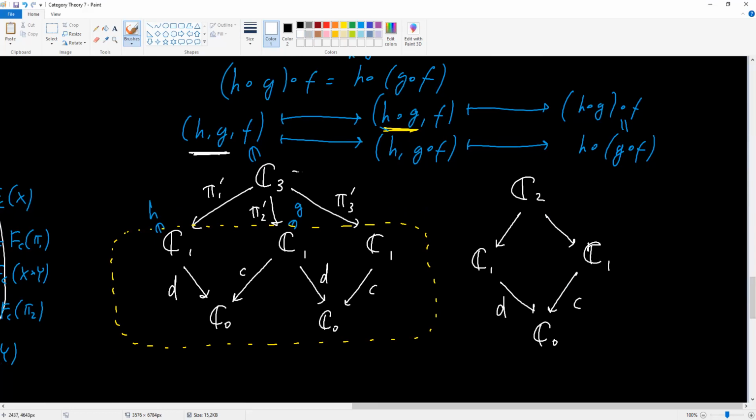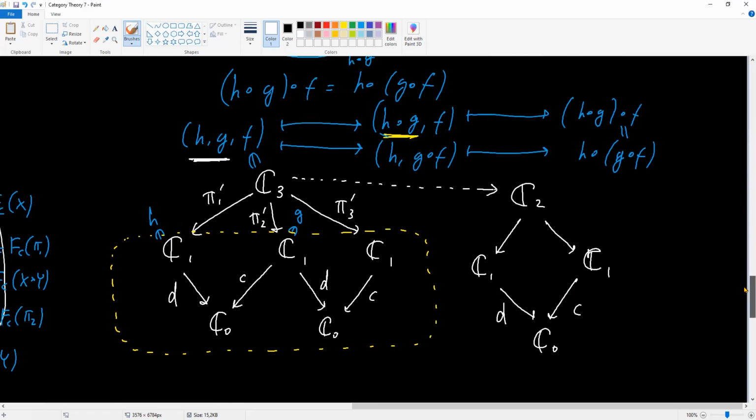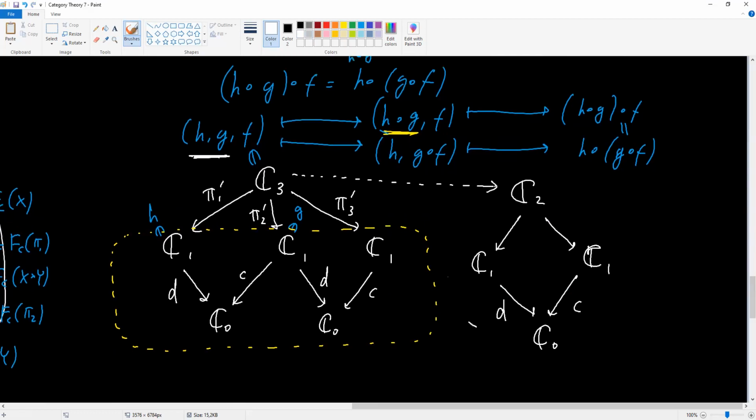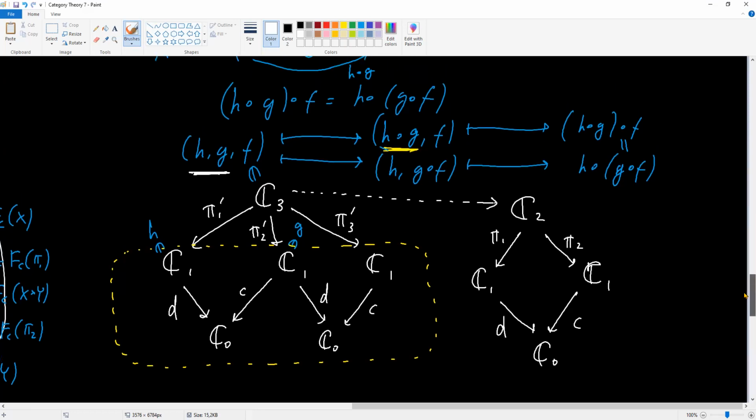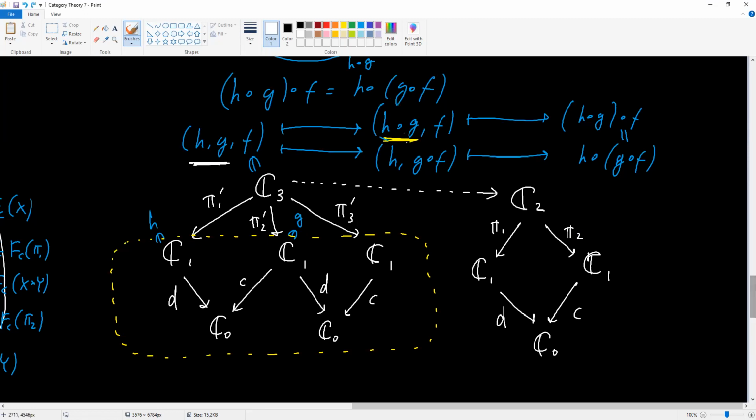So I'm looking for a map into the pullback. And as we know, maps into pullbacks are generated out of cones over this diagram. So I'm looking for a cone over that diagram in such a way that composing that with the first projection, I want to get exactly this composite HG. So how do I get the composite HG?